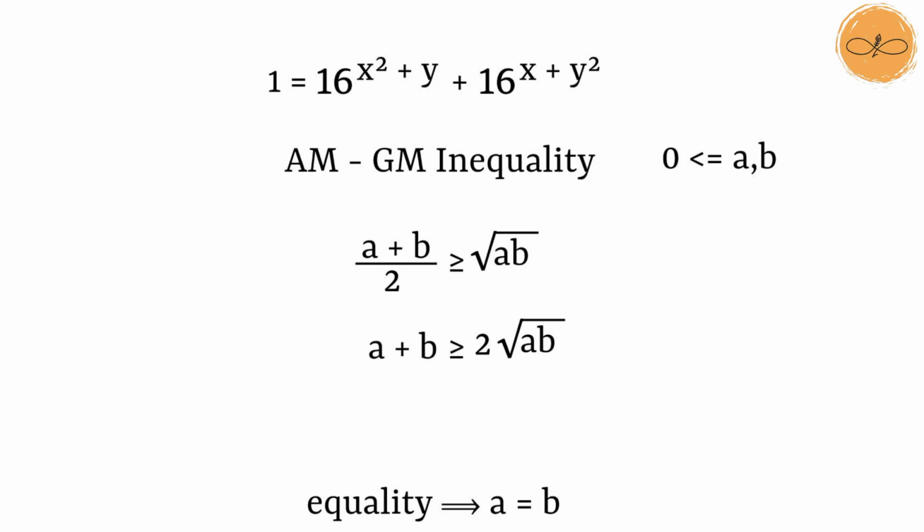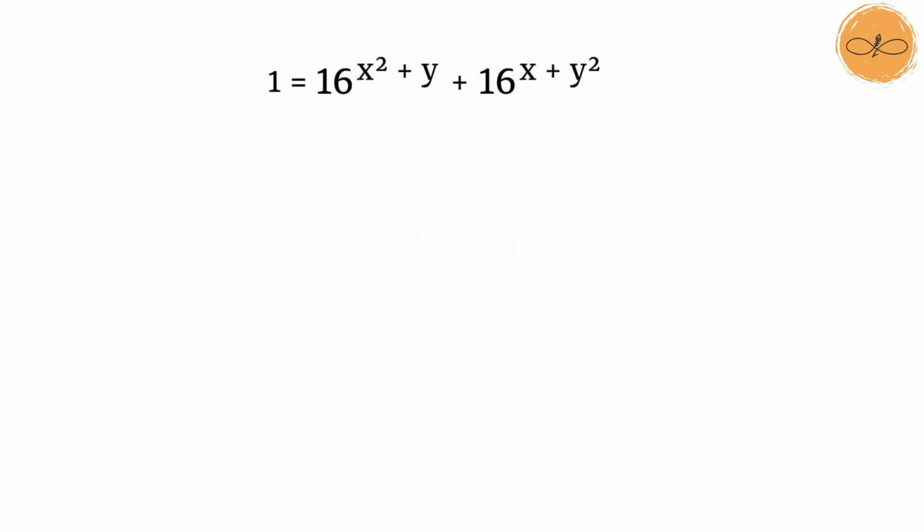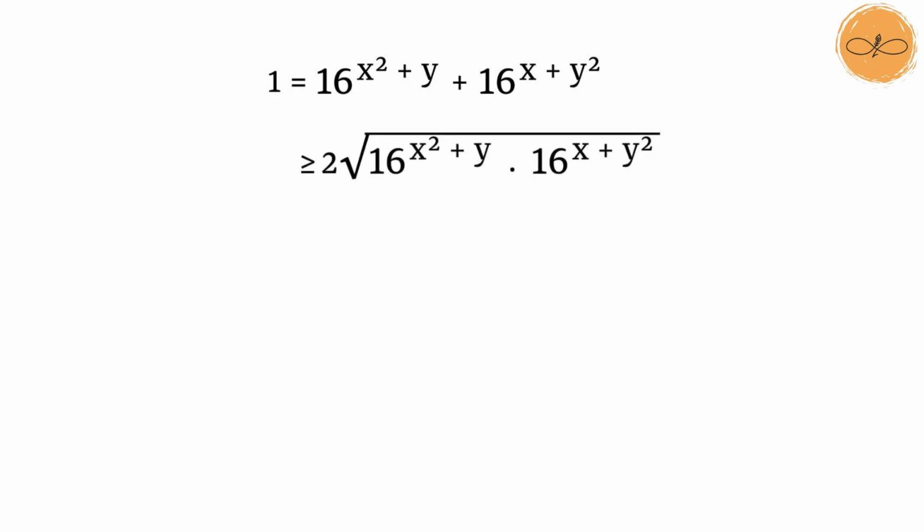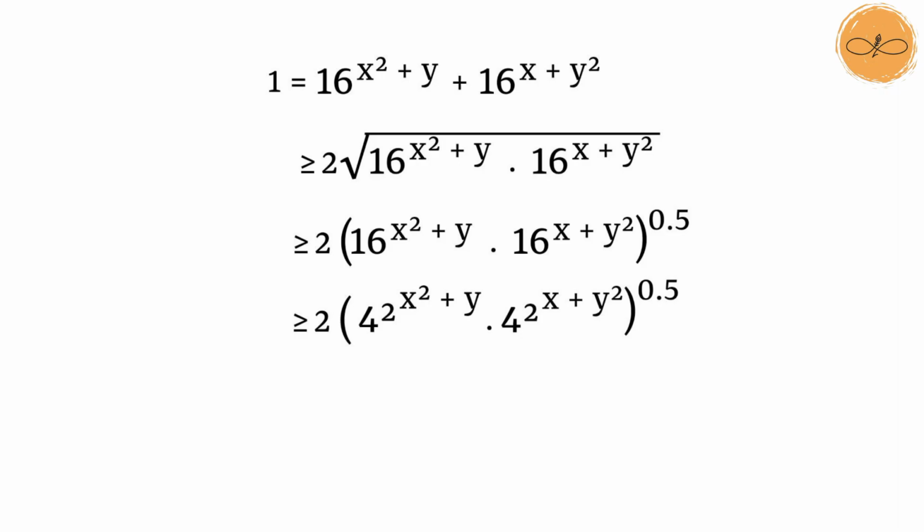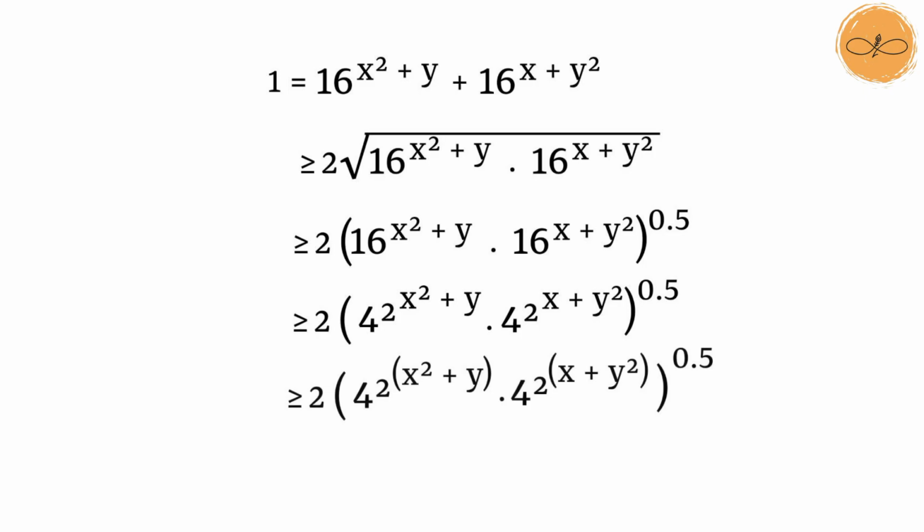We are summing two terms which we know are greater than 0. By the AM-GM inequality, this will be greater than or equal to 2 times the square root of their product. We're now going to rewrite this expression in many ways, but we will keep this greater than or equal to sign so that we remember that 1 is greater than or equal to the result. First we'll rewrite the square root as raising to the power of 0.5, then 16 is equal to 4 squared. We have 4 squared being raised to some power, so we can simplify this by taking the product. Now this 2 and this 0.5 will cancel out in each of these terms.